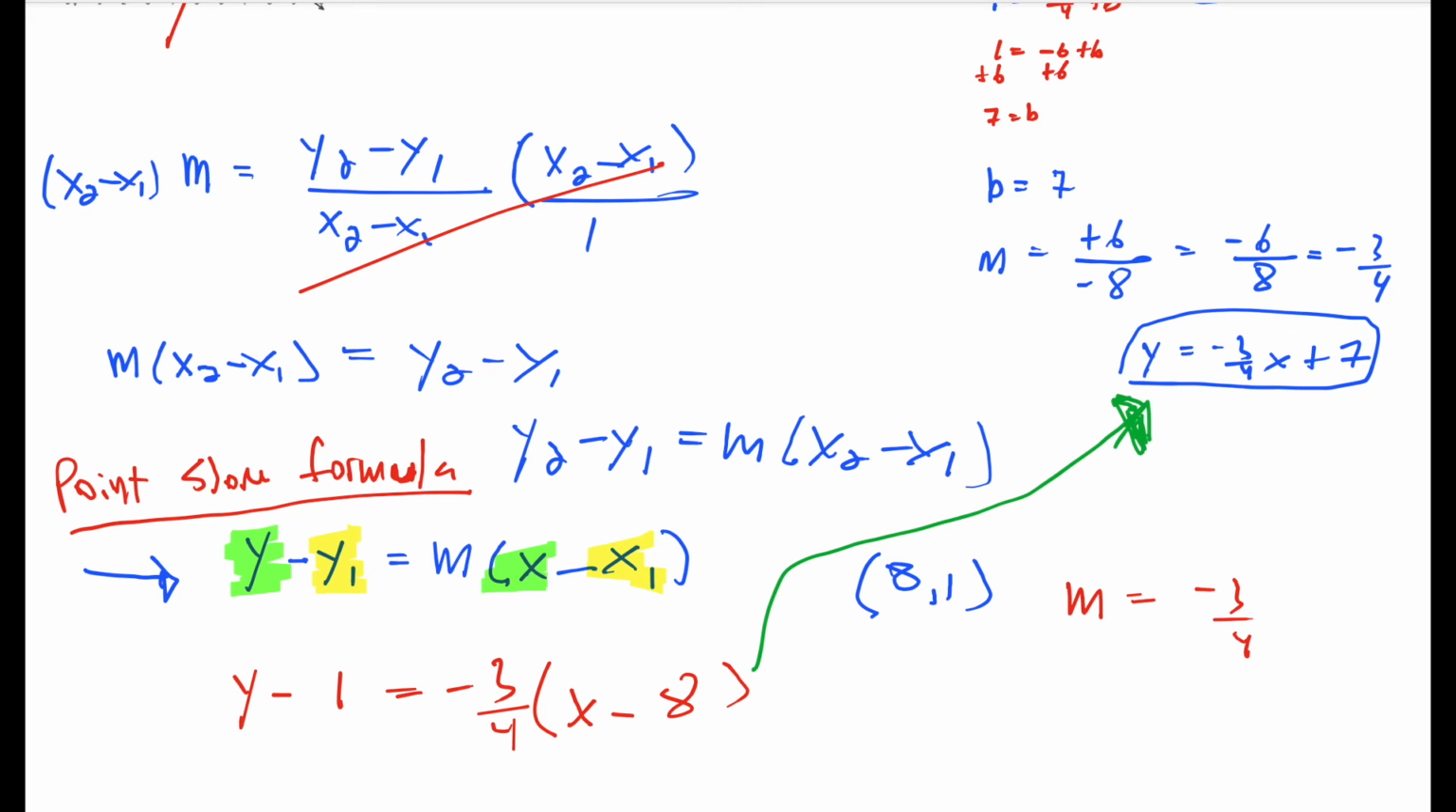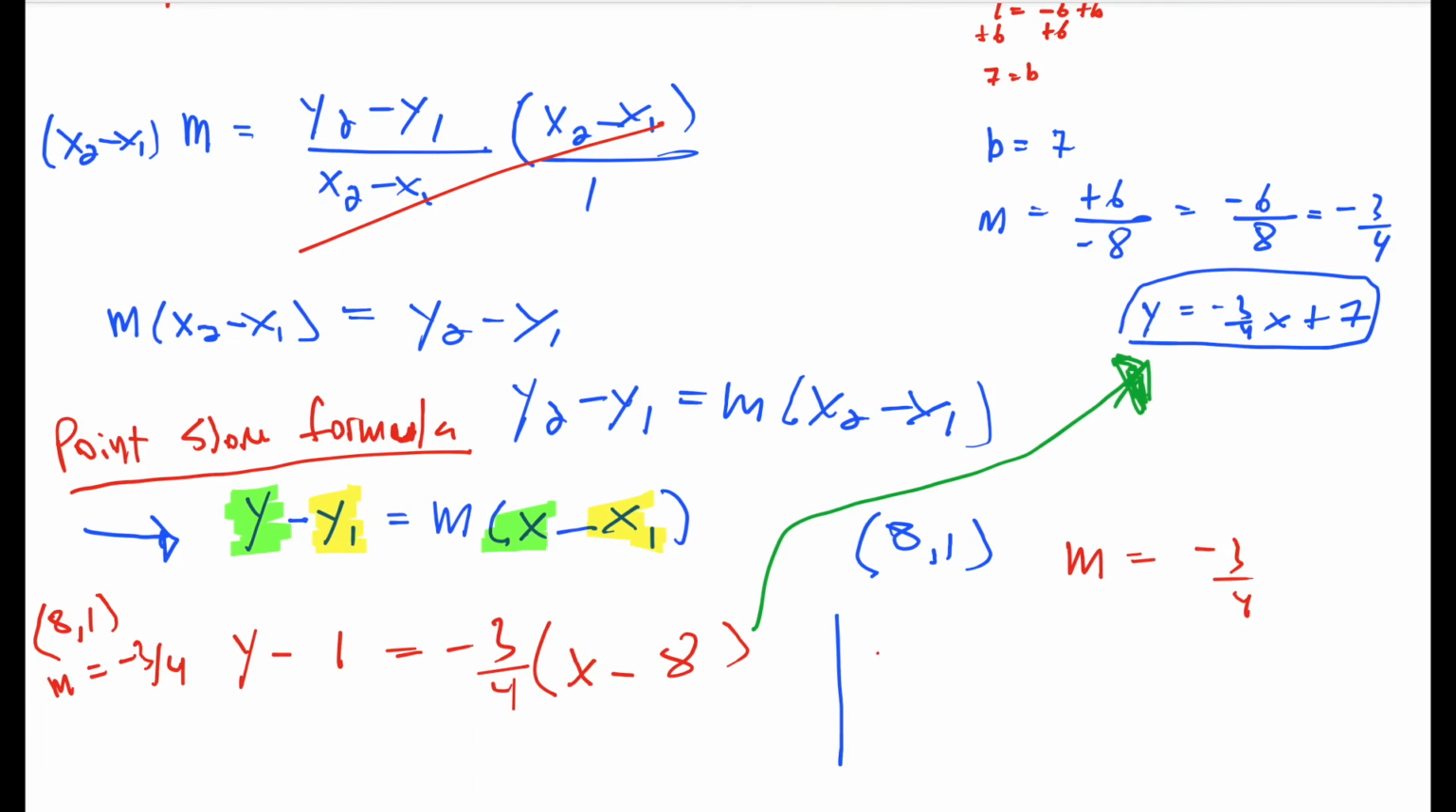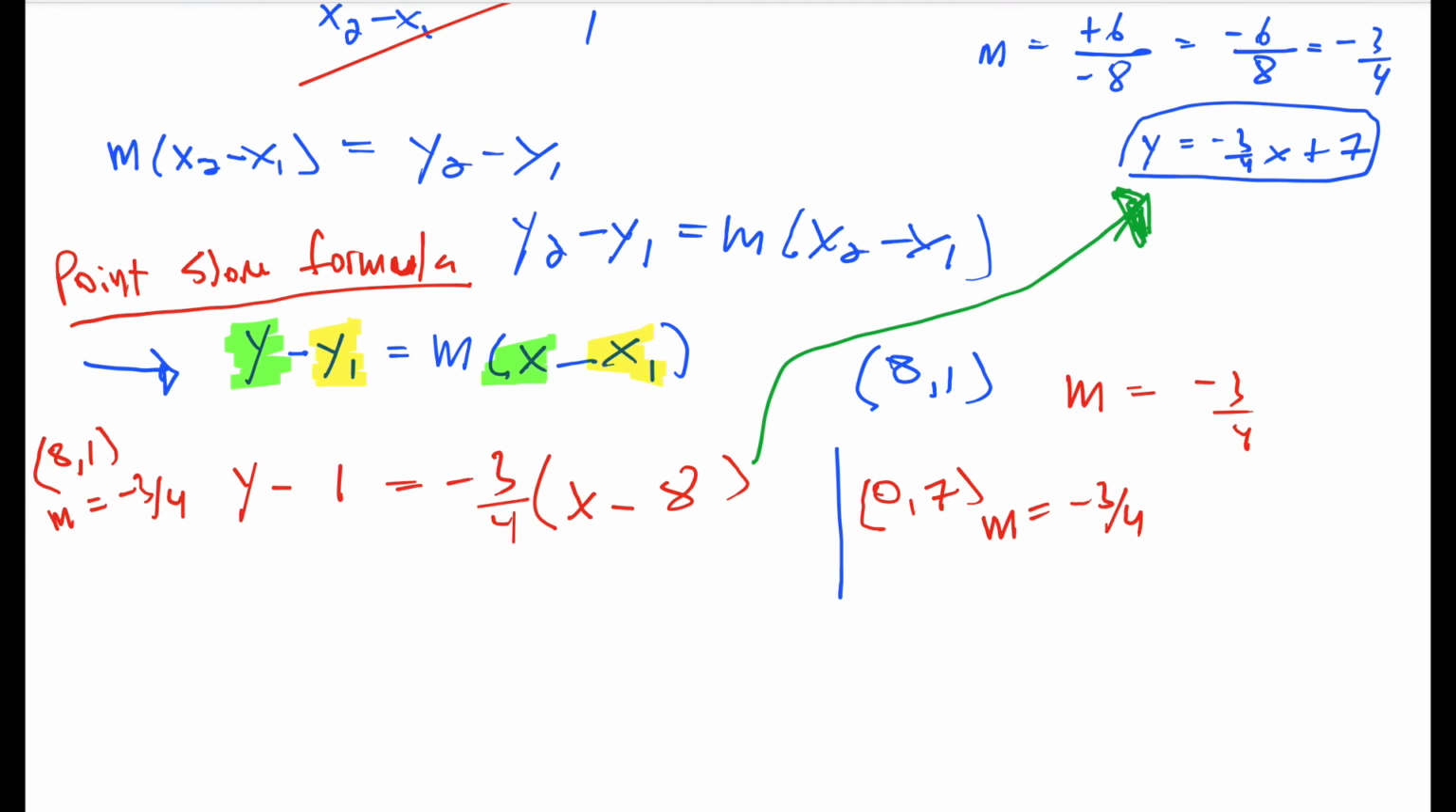Before we do that, I want to do it with the other point now. So here we did it with 8 comma 1, and we did it with our slope of negative 3/4. And then here I want to do it with the other point, which is 0 comma 7, and the slope is negative 3/4. Okay, let's just go right to it.